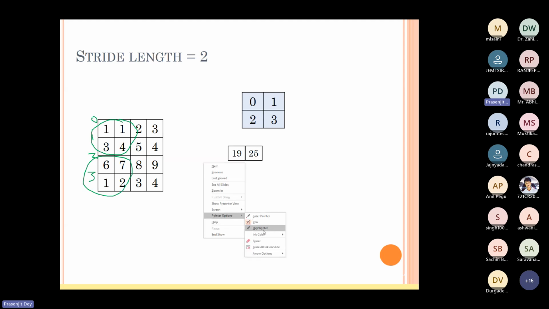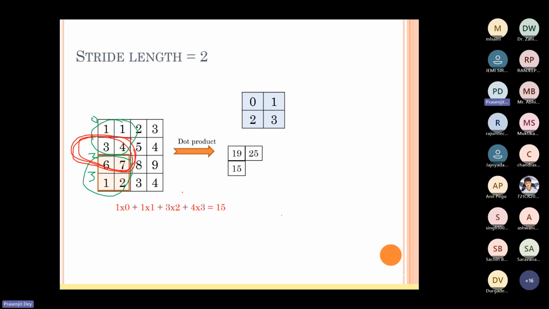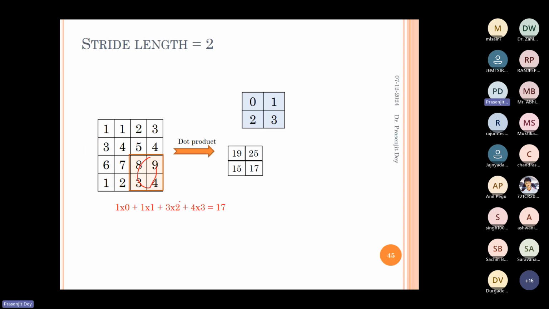And in the vertical direction also, we are going to ignore this middle position. We are going to ignore this middle position value. So you can see I have considered this position and then this position. So this is the advantage of stride.